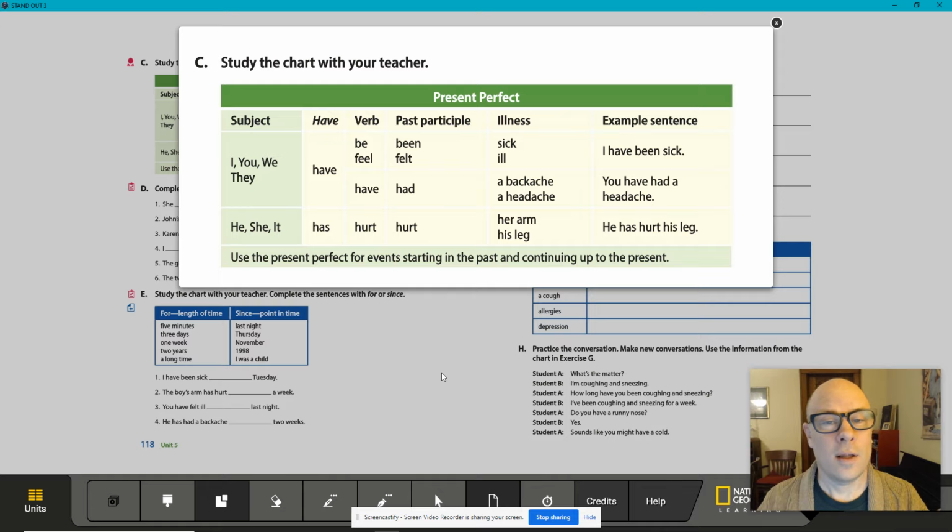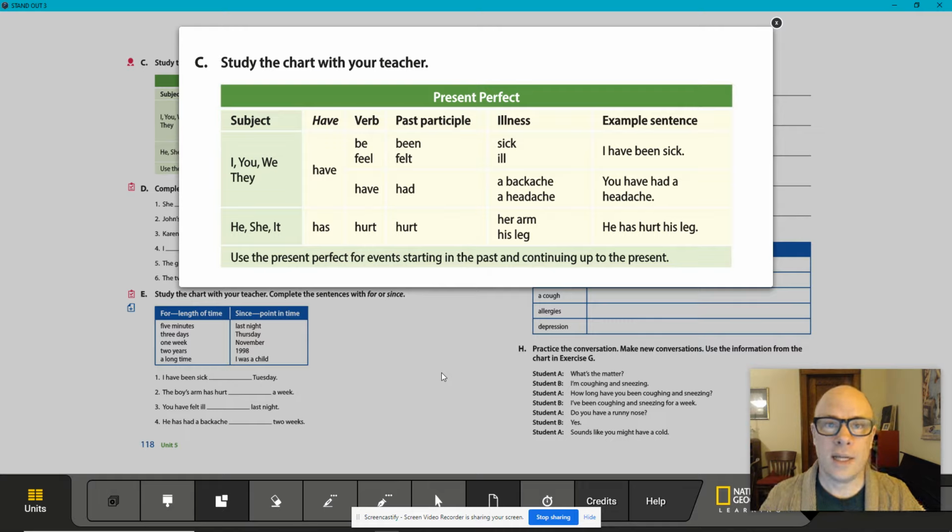Hi. This week we're talking about present perfect tense. You use present perfect tense to talk about something that happened in the past and is still happening now. So we would often use present perfect tense when we go to the doctor.